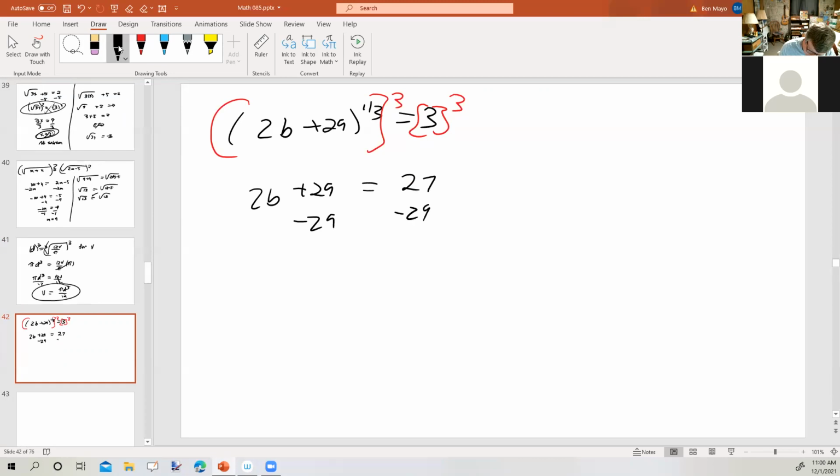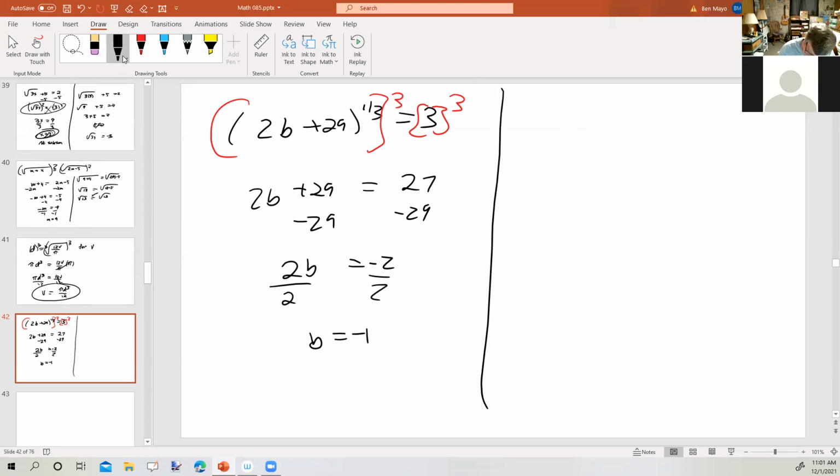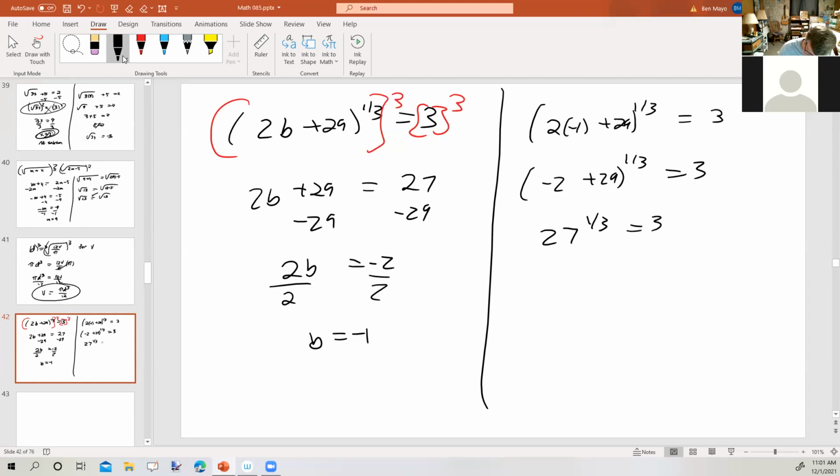Subtract 29 from both sides. 2b equals negative 2. Divide by 2, b equals negative 1. And then let's check our work. 2 times negative 1 plus 29, to the 1/3 power equals 3. Negative 2 plus 29 to the 1/3 power equals 3. 27 to the 1/3 power equals 3. 3 equals 3. So it checks.